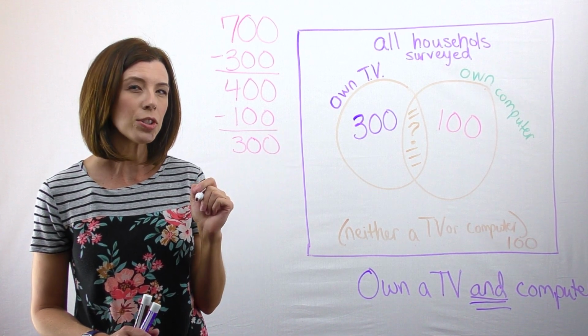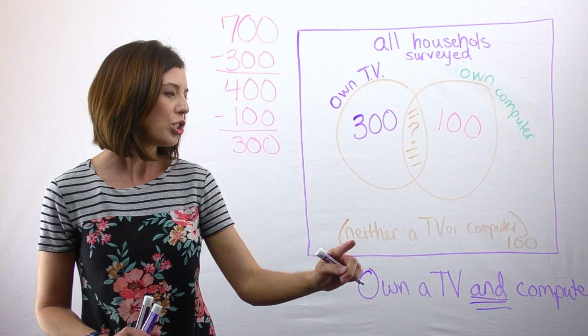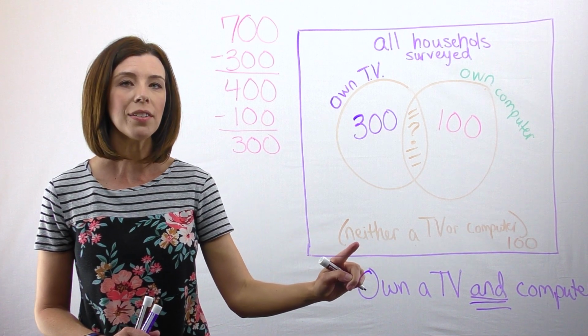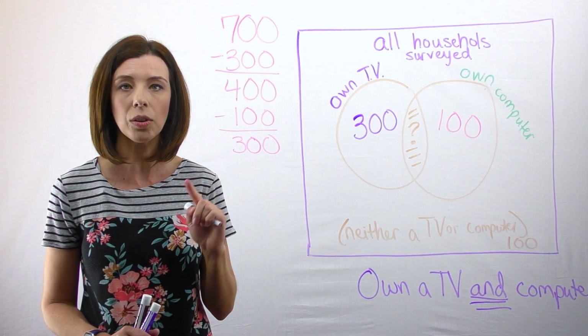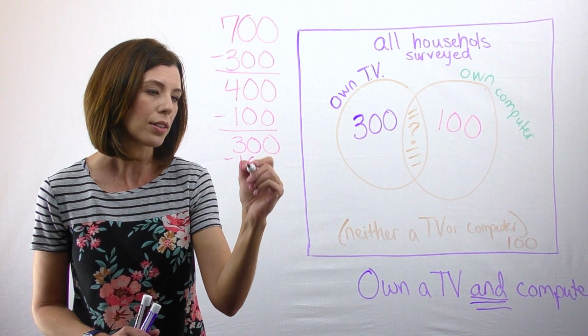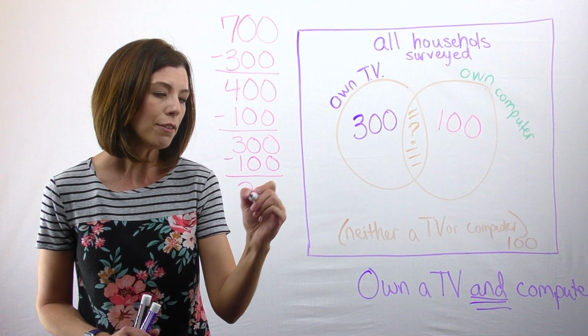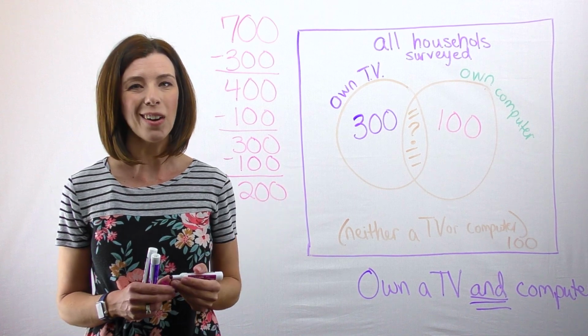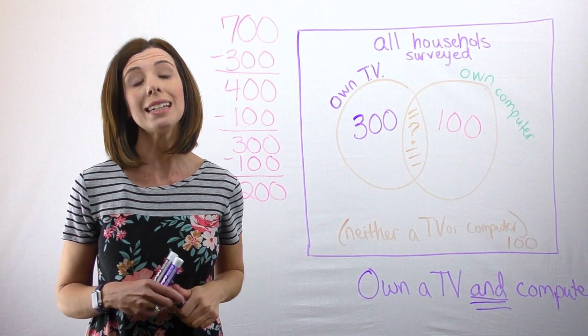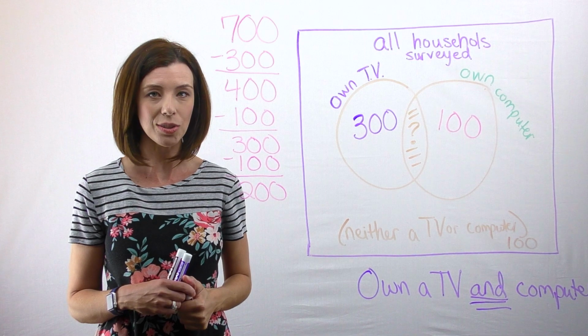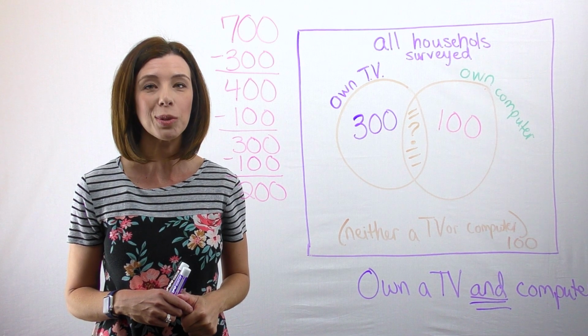And you might be thinking the answer is 300, but not so fast. Don't forget about this group down here that own neither a computer or a TV. I need to subtract those off there. I'm left with 200. Now, am I finished? No, because I need to write my answer in a complete sentence using units. So let me get some more space and we'll do that.